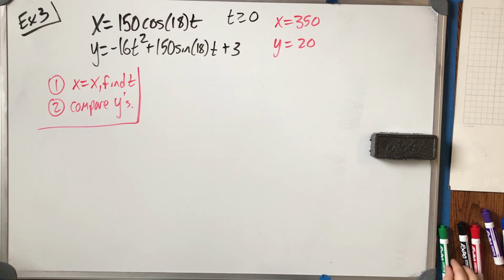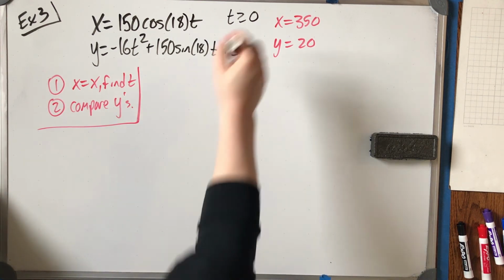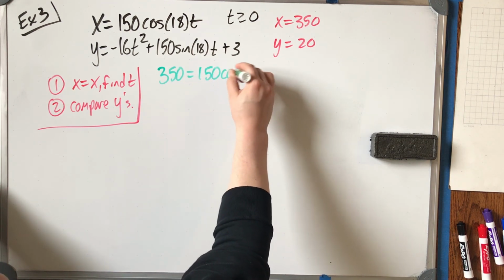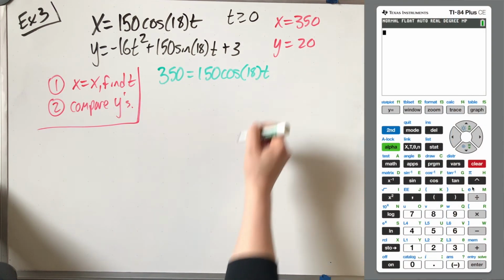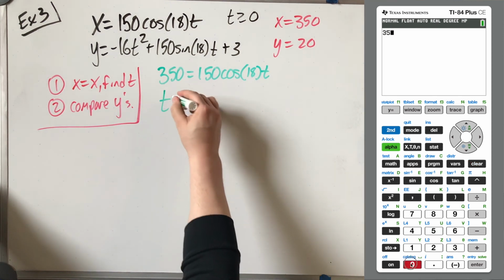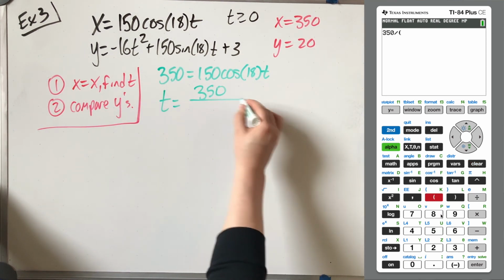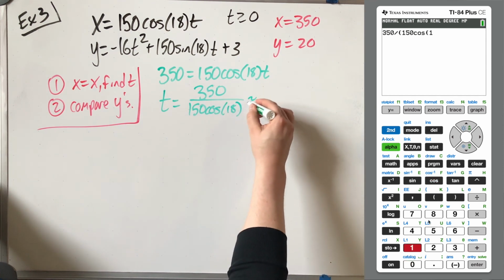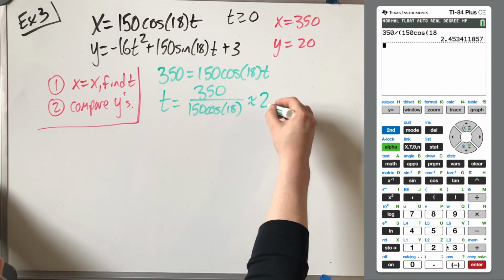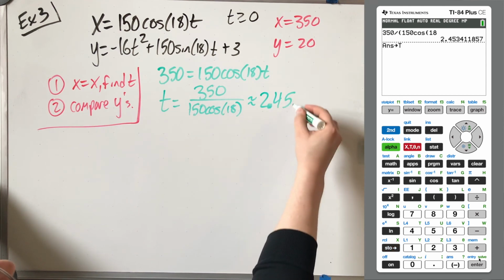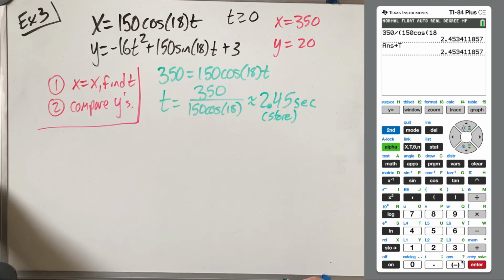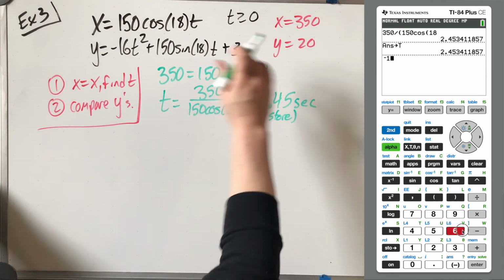So the x equation, setting equal, is going to be 350 equals 150 cosine 18 times t. I'm just going to solve that for t by dividing. So I'll get 350 divided by 150 cosine 18. Be real careful how you type that into your calculator. And I will get approximately 2.45 seconds. I'm going to make sure to store that value because that's the time when the x's are equal.